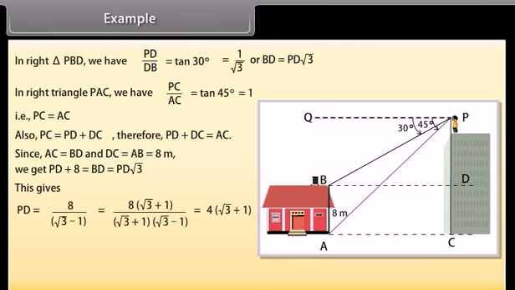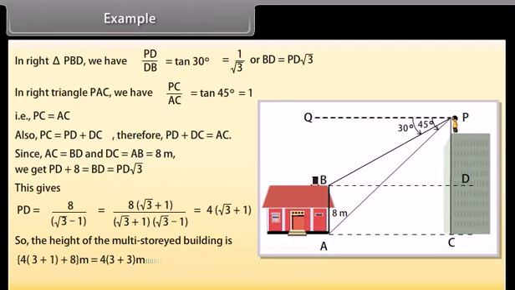This gives PD is equal to 8 upon square root 3 minus 1, which equals 8 into square root 3 plus 1 whole upon square root 3 plus 1 into square root 3 minus 1, which is equal to 4 into square root 3 plus 1 meters. So the height of the multi-storied building is 4 into square root 3 plus 1 plus 8 meters, which is equal to 4 into square root 3 plus 3 meters. And the distance between the two buildings is also 4 into square root 3 plus 3 meters.